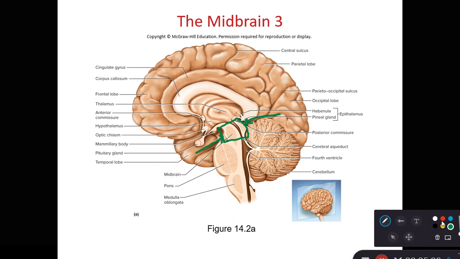And then located in the center, I'll use red for this one, we have the cerebral aqueduct, connecting the third to the fourth ventricle. Where our third ventricle is going to be located up here by the thalamus, and then our fourth ventricle is located down here near the cerebellum.